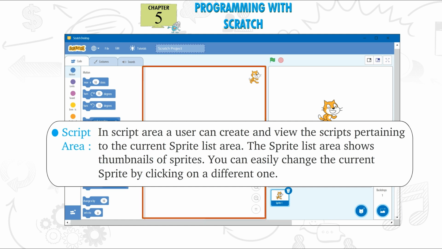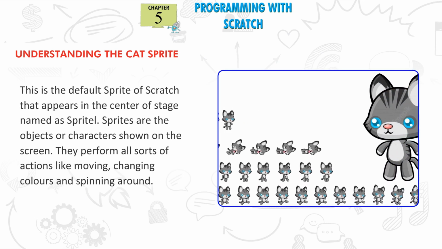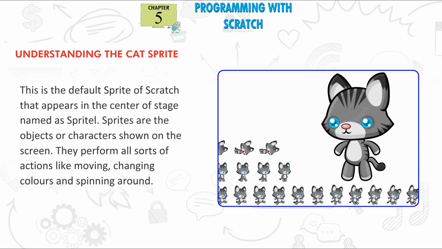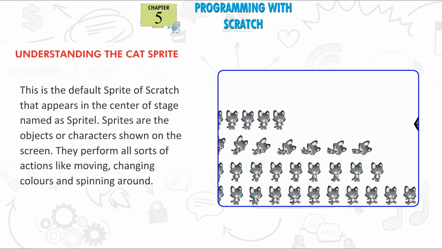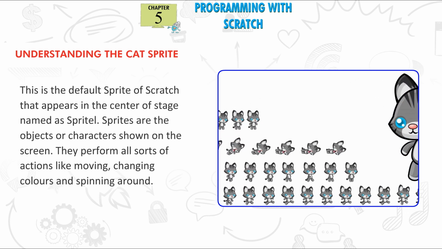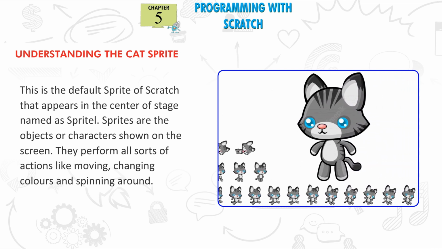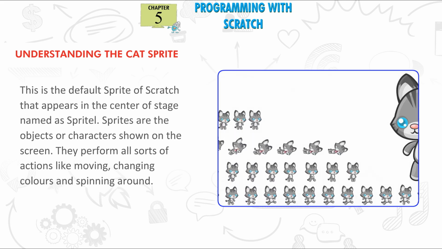You can easily change the current sprite by clicking on a different one. Understanding the cat sprite. This is the default sprite of Scratch that appears in the center of the stage, named Sprite1. Sprites are the objects or characters shown on the screen. They perform all sorts of actions like moving, changing colors and spinning around.